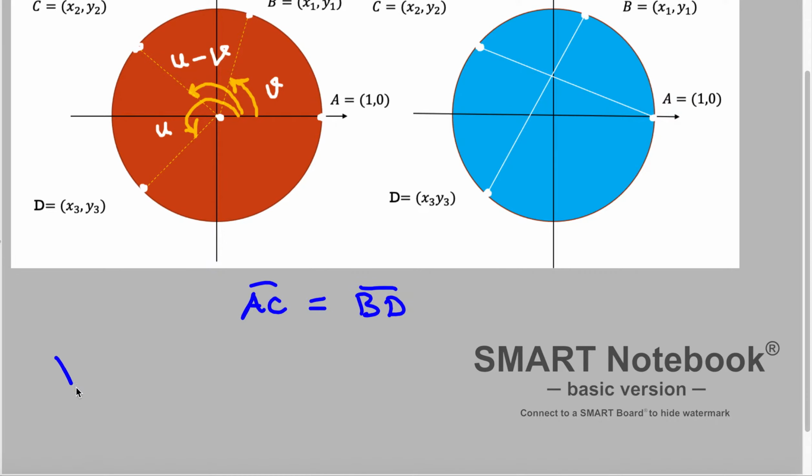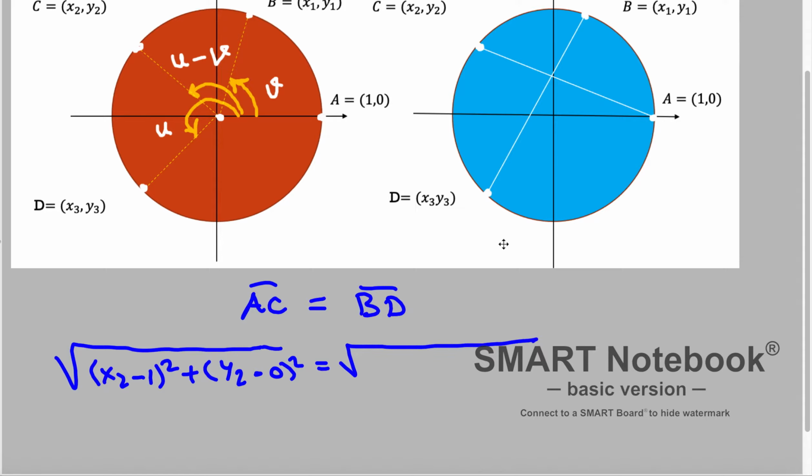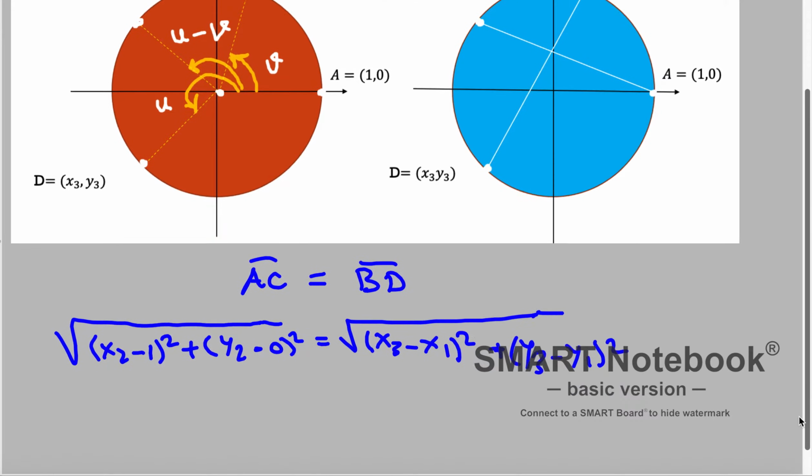So we already know AC, the distance formula is the square root of x2 minus 1 squared plus y2 minus 0 squared. And everything is equal to the distance BD. But the distance BD is equal to the square root of x3 minus x1 squared plus y3 minus y1 squared. So we already know this.